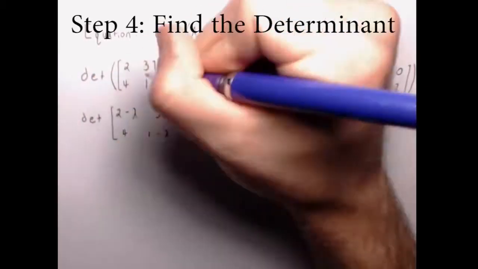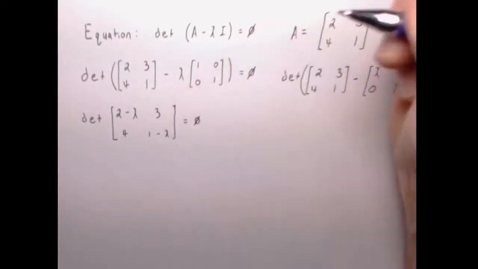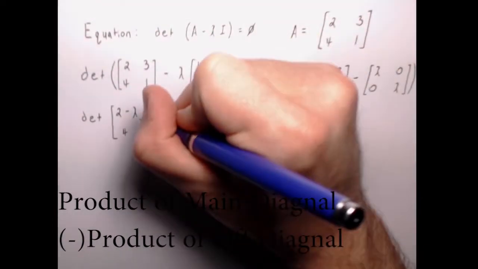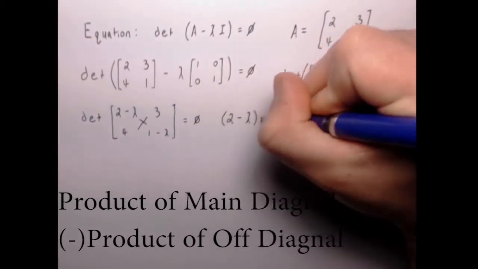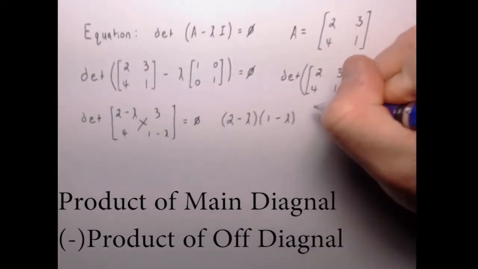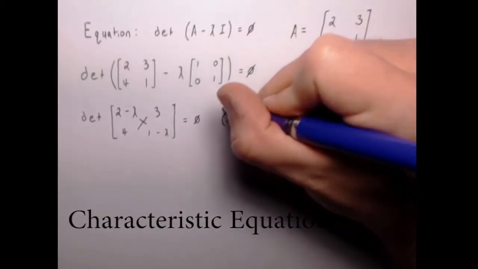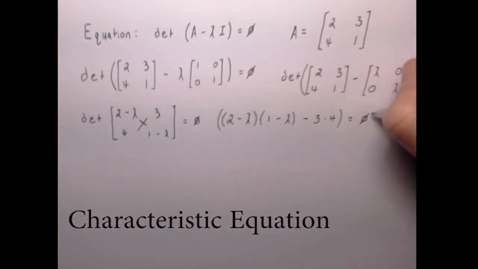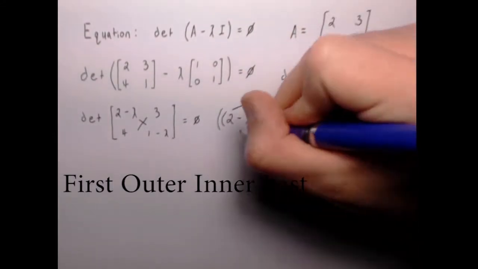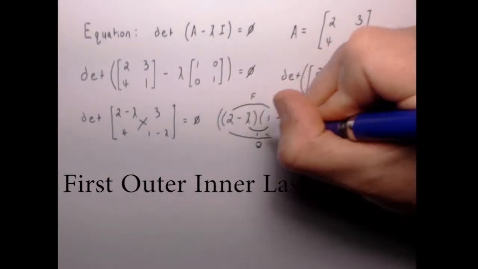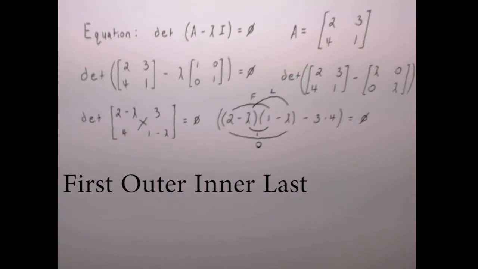Next, we'll have to take the determinant of this matrix, and that's done by multiplying the main diagonal minus the product of the off diagonal. That'll give us the following equation, and this is our characteristic equation. Next, we'll need to FOIL out these two terms. That'll be done by doing the first, the outer, the inner, and the last.